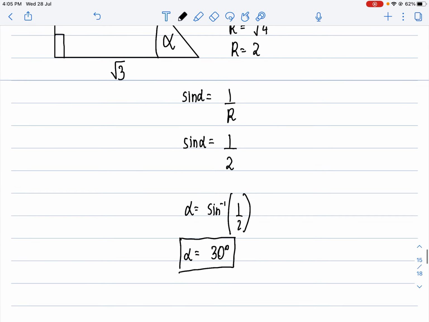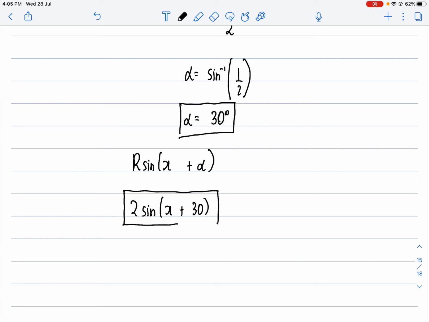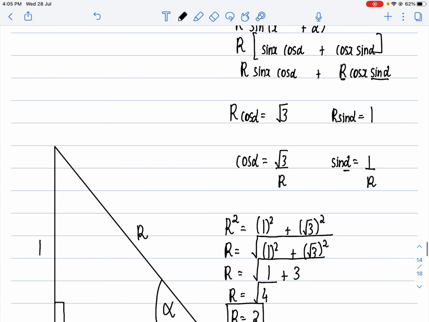So now you have your r and you have your alpha. So you can write it in the form which I have given, r sine x plus alpha, correct? So you can simply write this as r is 2, so 2 sine x plus 30, correct? So this is basically the final answer which you get. This is basically the full process. Let's go over it once again.